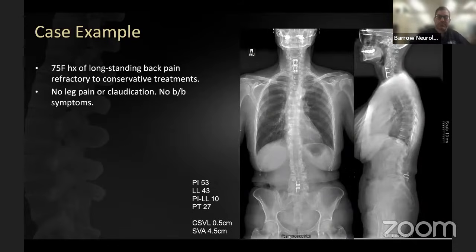Yeah, so that paper was looking at postoperative subsidence. We're going to show a case that we did a few weeks ago of a patient who had an endplate violation and how to avoid subsidence when that occurs.